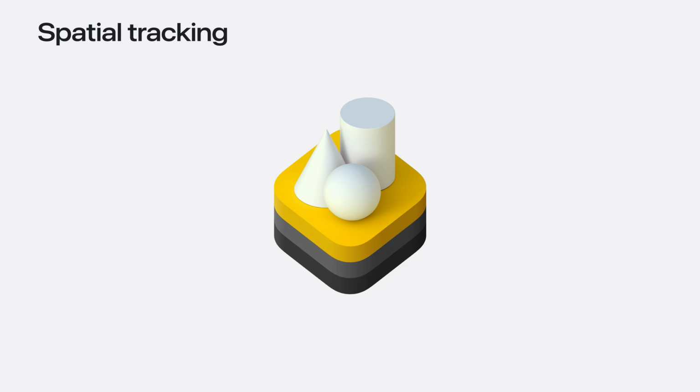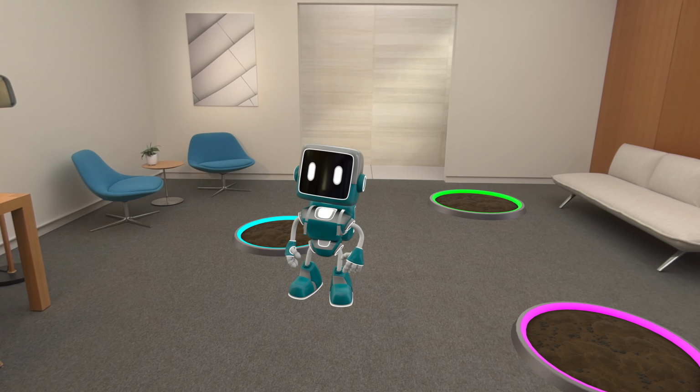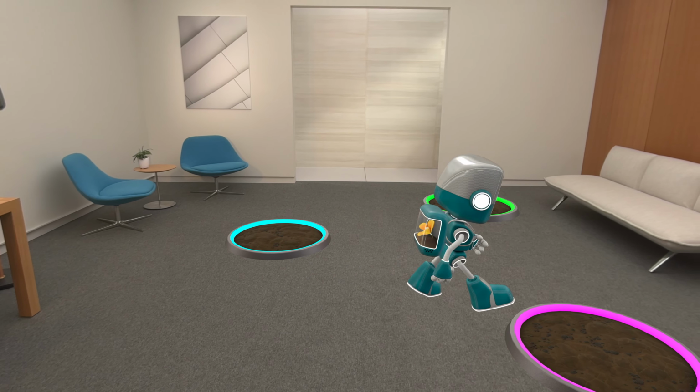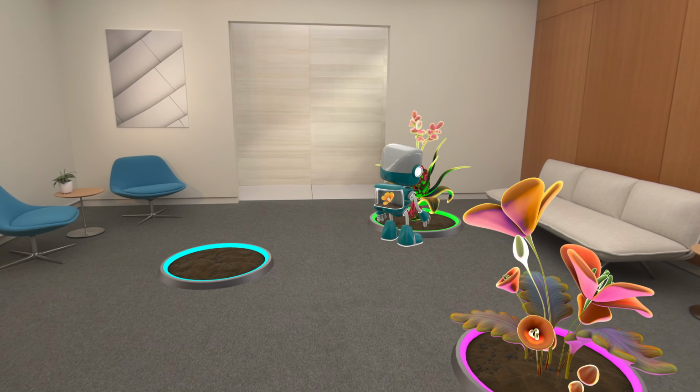For a deeper dive on the Spatial Tracking Session API, check out the session titled Build a Spatial Drawing App with RealityKit. The immersive greenhouse experience is really starting to come together. Check out how the plants play a growth celebration animation as they're visited by the Botanist. I'd like to add to the celebration.